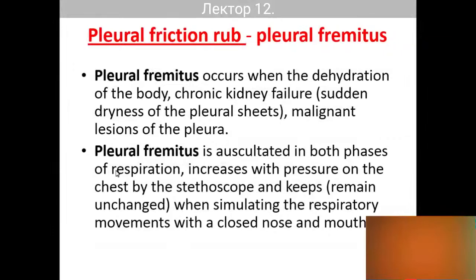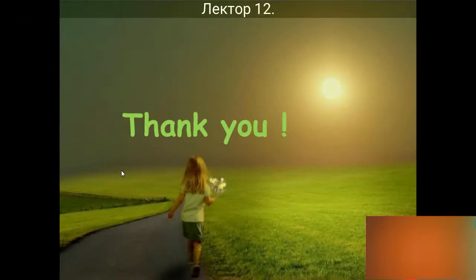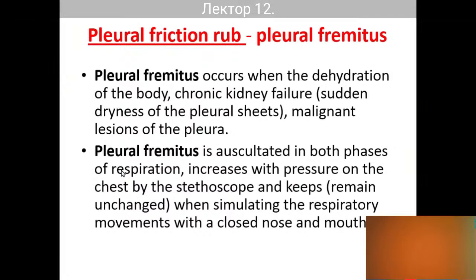There is a test to differentiate pleural friction noise and dry rales: simulating of respiratory movements. You ask the patient to close nose and mouth and stop breathing, pulling his abdomen in and out. So the diaphragm goes up and down. You can't hear the rales without respiration, but pleural friction noise is present due to the movement of the diaphragm.